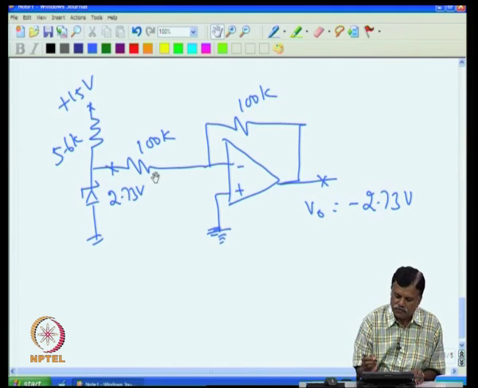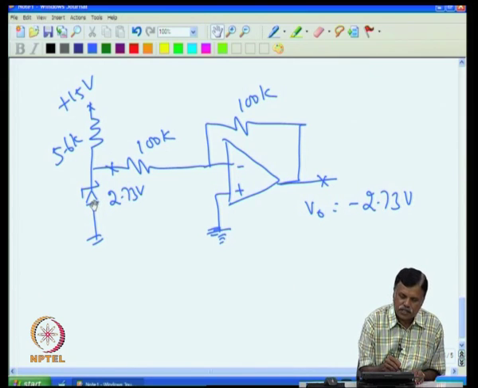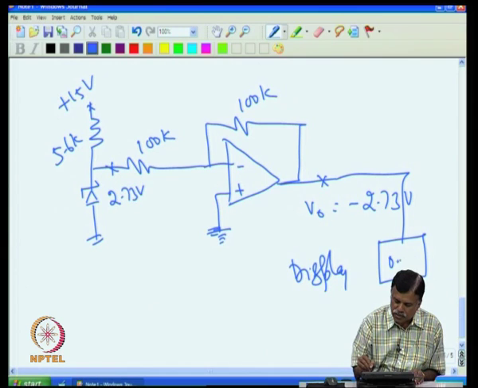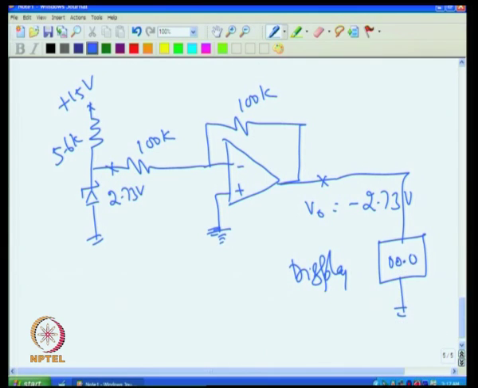But then our original aim was that V0 should be 0 volt when the temperature is 0 degree. Suppose if they keep this one in ice, then this will give me 2.73, but I want here 0 volt. So, that I can connect a meter here, display here, and the display will show me the actual temperature. That is our aim. So, I put a display, and if it shows like this, I am happy. So, for that I give a 0 volt.